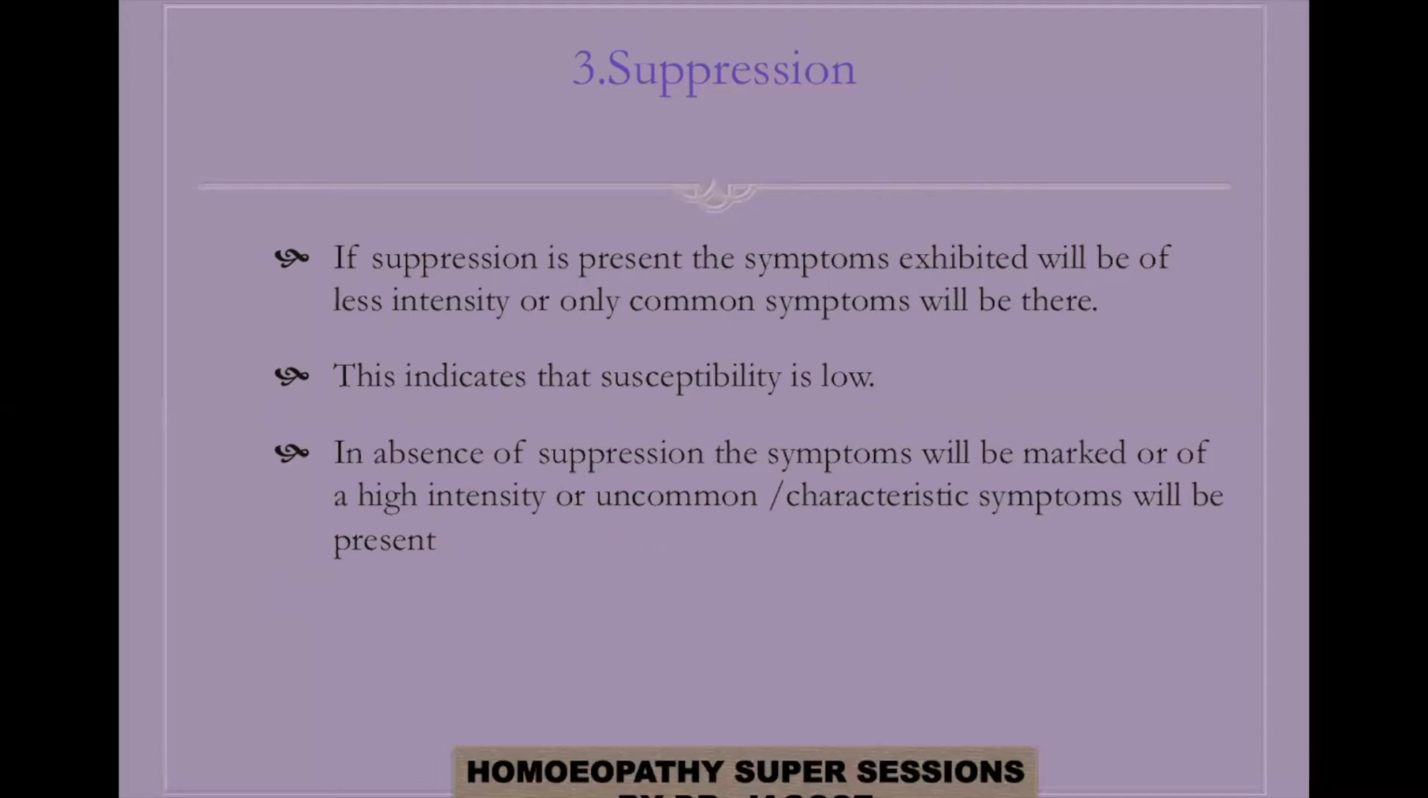be present. So therefore, if a strong history of suppression is there, or if suppression is there through allopathic medicines and the susceptibility has been suppressed, then naturally you will get very few character symptoms, and mostly there will be common symptoms, or the symptoms exhibited will be of less intensity. This indicates that the susceptibility is low. In its absence, you naturally will get characteristic, uncommon, peculiar, rare, strange symptoms by which you can prescribe.